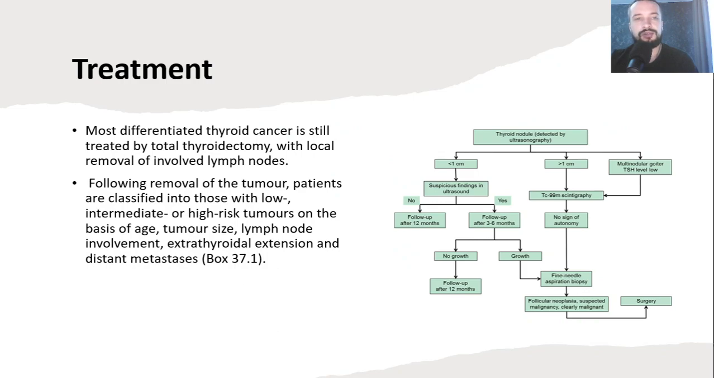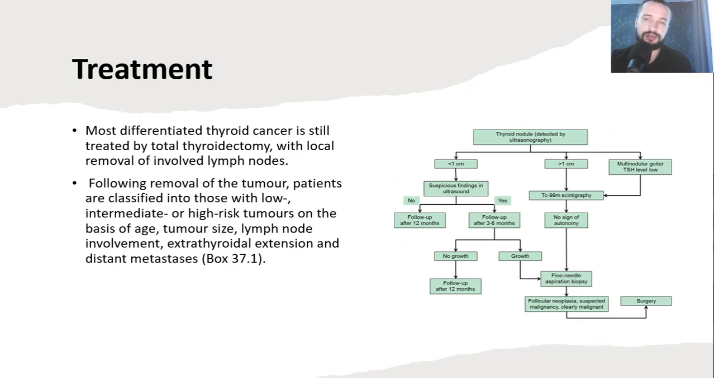Treatment. Most differentiated thyroid cancer is still treated by total thyroidectomy with local removal of involved lymph nodes. Following removal of the tumor, patients are classified into those with low, intermediate, or high-risk tumors on the basis of age, tumor size, lymph node involvement, extrathyroidal extension, and distant metastasis. We will show it in the next slide.